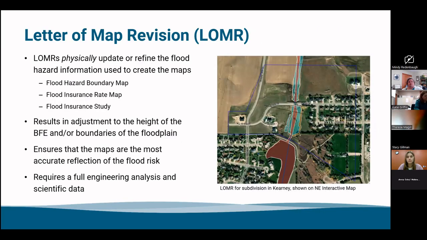All right, so letters of map revision. This is the only form of letter of map change that actually physically updates or refines the flood hazard information used to create the map. So you'll see changes to the flood hazard boundary map, flood insurance rate map, and flood insurance study. This type of letter of map change results in the adjustment to the height of the base flood elevation and/or the boundaries of the floodplain.